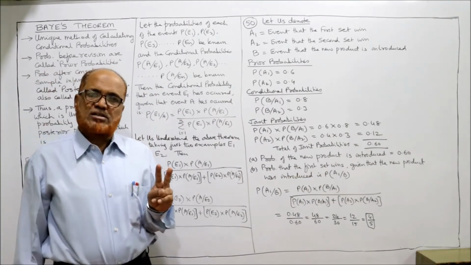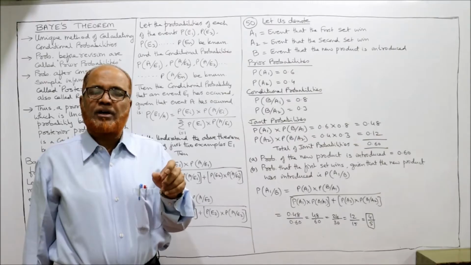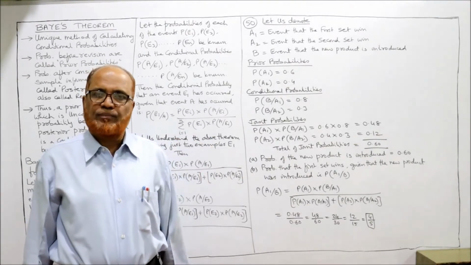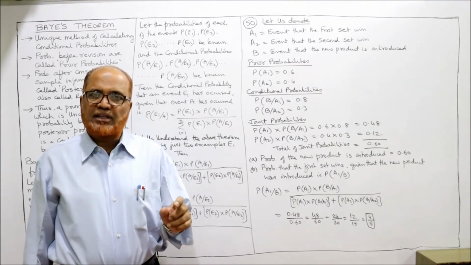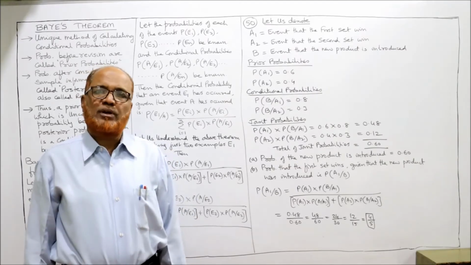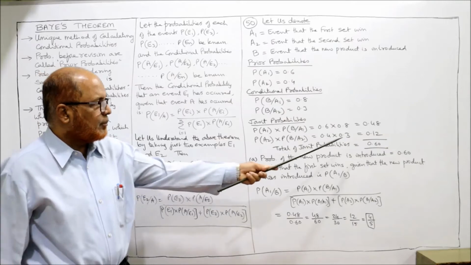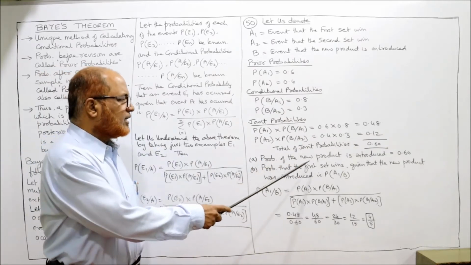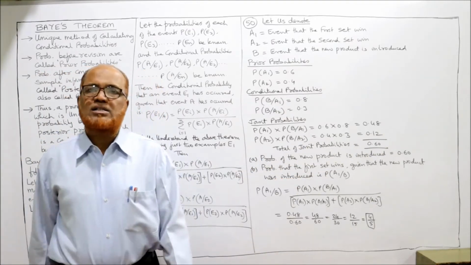Now two questions are asked. The first question: what is the probability that the new product will be launched? This is nothing but the total of the joint probability. What is the total of the joint probability? 0.6. The probability that the new product is introduced is 0.6.